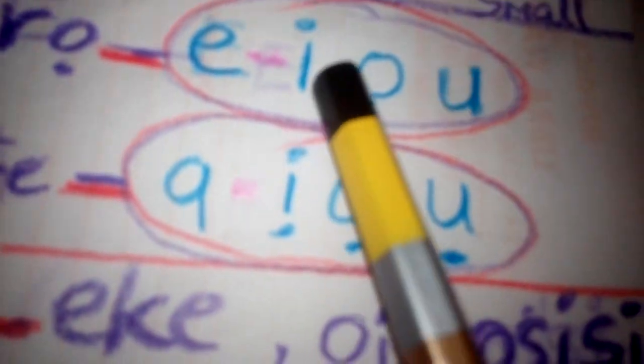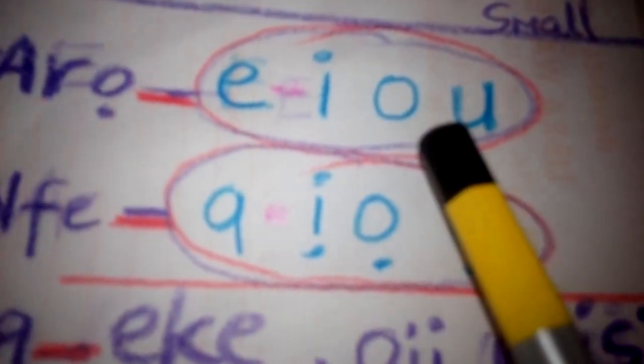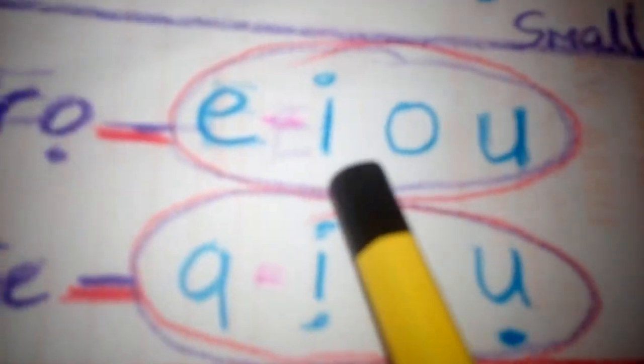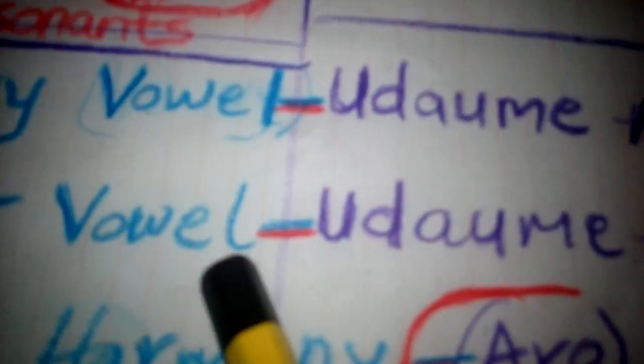So there's a group, E, O, U. In Igbo, U is U. This belongs to a group. That's arrow, a group. A, E, O, U. Okay, A, E, O, U.